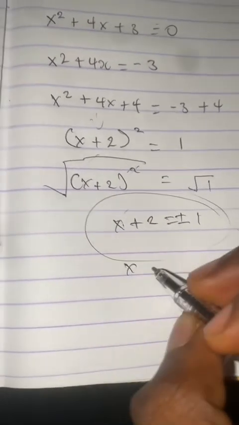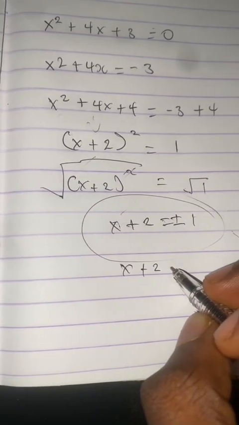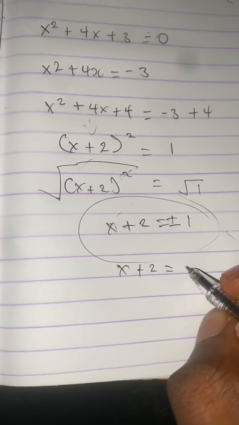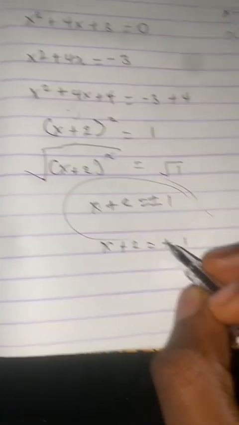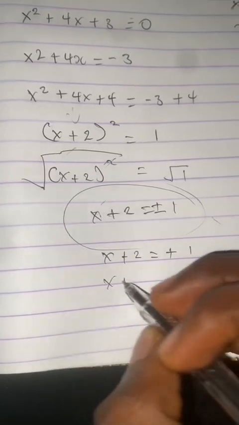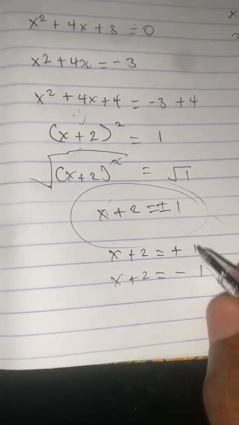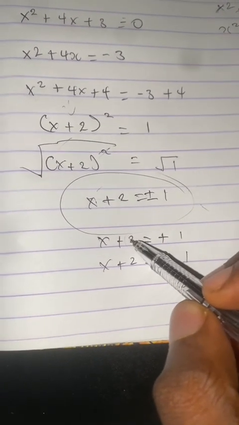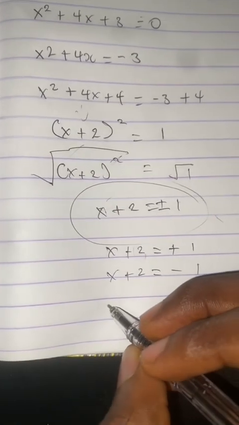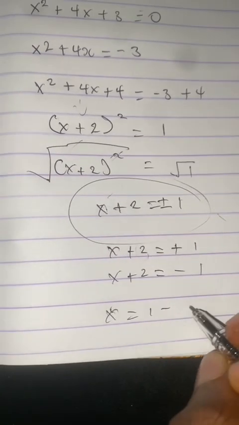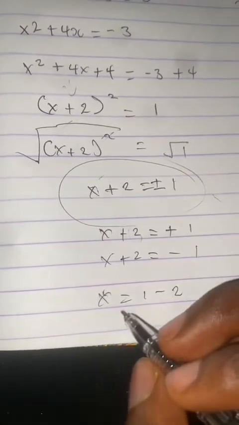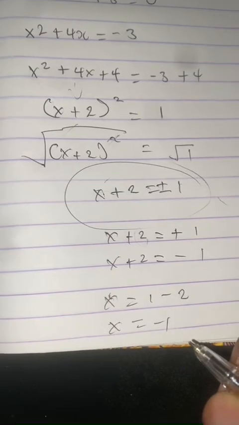So now you can have two answers. You can either have x plus 2 is equal to plus 1, but you don't have to add a plus, or x plus 2 is equal to negative 1. But 2 is still over here. So let's just do it for the plus only. We're going to say x is equal to 1, negative 2 to the other side, which is x is equal to negative 1. Okay? So it's as easy as that.